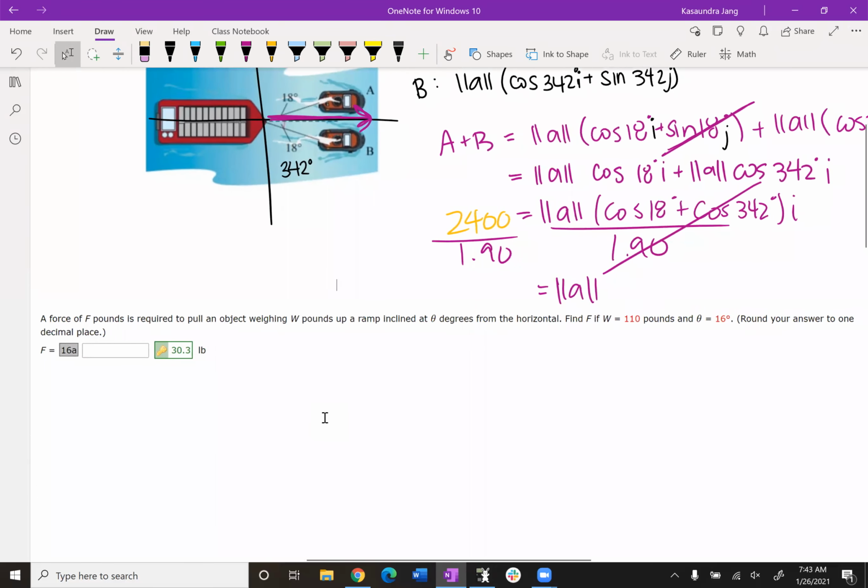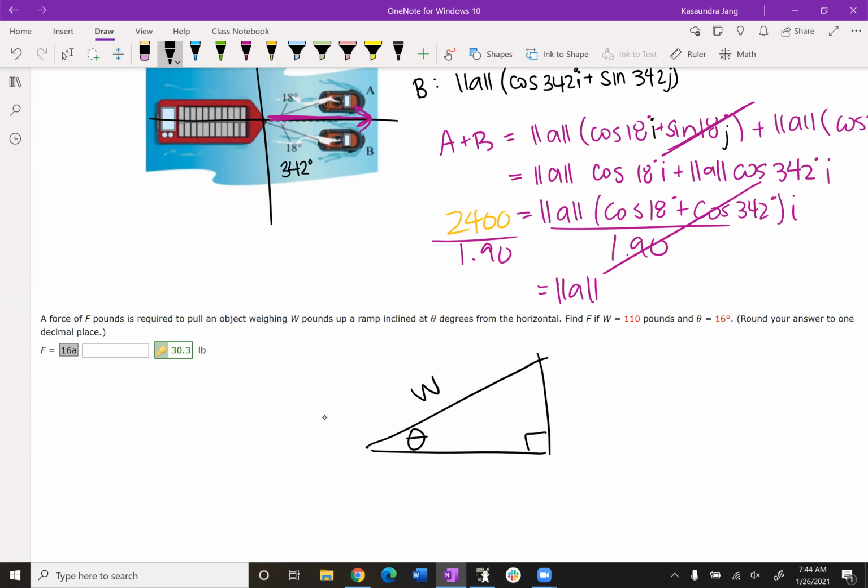All right, so a force of F pounds is required to pull an object weighing W pounds up a ramp inclined at theta degrees. Okay, I'm going to try to draw something here for that. You've got a ramp. I'm going to make this into a right triangle. Here's my W on my ramp. Here's my theta in degrees. Find F if W is 110 pounds and theta is 16 degrees.